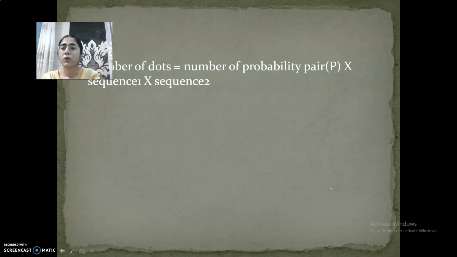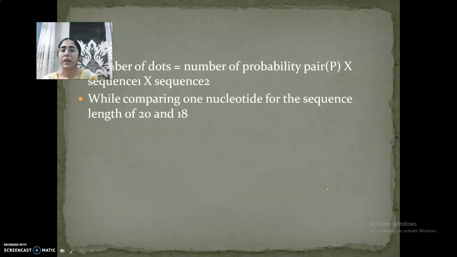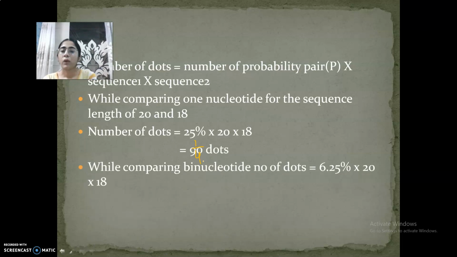Now, we will consider how to obtain the number of dots. The number of dots can be obtained by this formula, which equals the probability of a match times the length of sequence 1 times the length of sequence 2. While comparing one nucleotide for sequence lengths of 20 and 18, the number of dots is 25%, since the probability of occurrence of one nucleotide is 1 by 4, which is 25%, into 20 and 18, which gives 90 dots. While comparing binucleotides, since the probability of occurrence of a binucleotide is 1 by 4 into 1 by 4, which is 1 by 16, that equals 6.25%. So, as you see, while comparing binucleotides, the probability of occurrence reduces, which in turn reduces the number of dots it will produce.